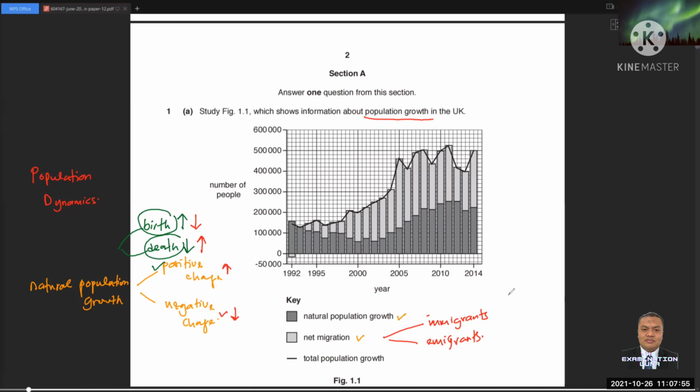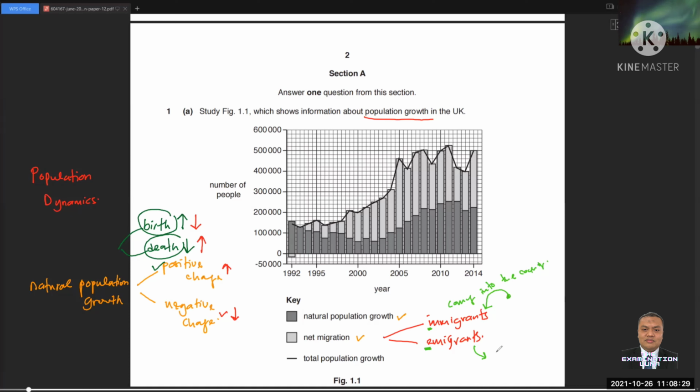Immigrant ni adalah orang yang datang ke dalam negara kita. Contohnya orang daripada luar, datang untuk bekerja, datang untuk belajar di dalam negara kita. So that is what we call as the immigrant. They are coming into the countries. Okay. And then you have the emigrant. Okay, I means enter, E means exit. Okay, emigrants means those people who are residing in a country and then deciding to leave the countries.